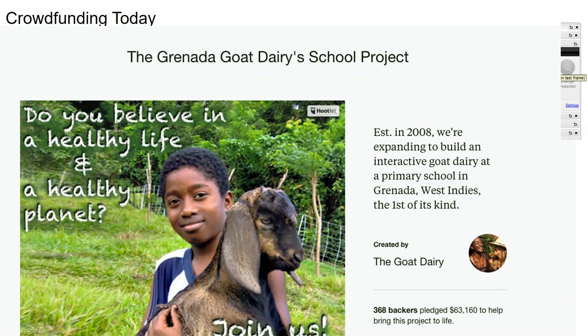And it's going to come back to our present day. This is a school in Grenada, and they actually ran a crowdfunding campaign to make their project sustainable, and they were able to raise $63,160 to help bring their campaign to life. The reason I show this one is because normally we say crowdfunding is a good idea, but it really works for the developed world, it works in America, it works here. And we have the idea it doesn't work in the region.